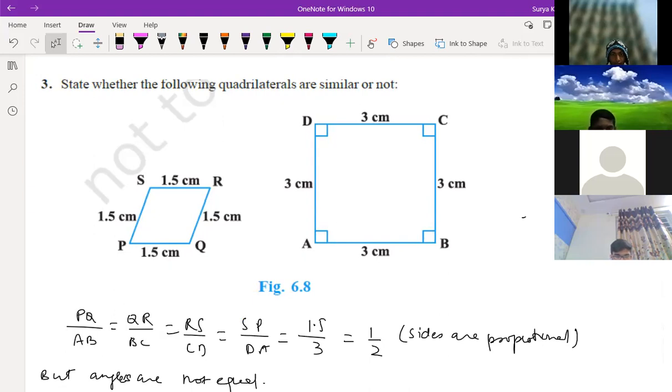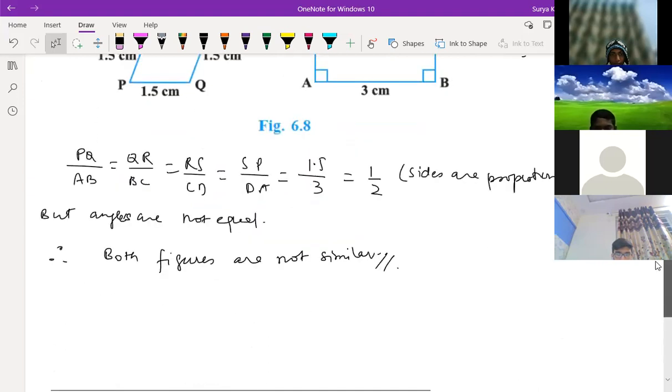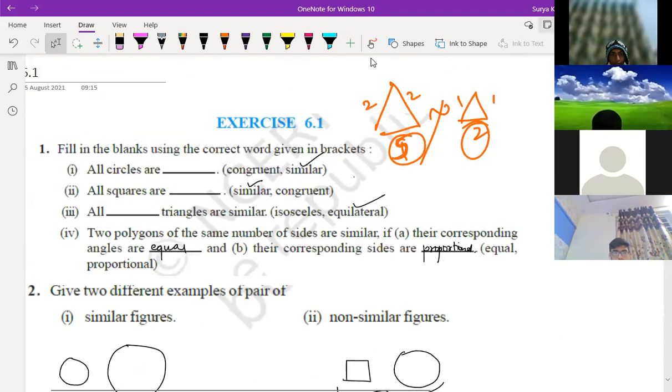If you find AB, PQ by AB is equal to QR by BC is equal to RS by CD is equal to SP by DA, these are all in the proportion 1:2. Here the sides are proportional, but the angles are not equal, right? That's why these two figures are not similar. Till here, any doubt for anyone? So the first exercise got finished.